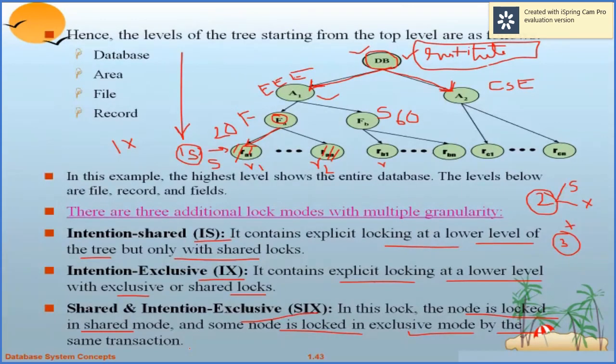So try to keep in mind all these locks I spoke about, that is intention shared, intention exclusive, or shared intention exclusive. All these are imposed on the nodes. At which level of nodes? That's what we have spoken about. When I speak about intention shared, it is going to encourage only shared lock at the lower level. Intention exclusive is going to allow both shared and exclusive lock at the lower level.